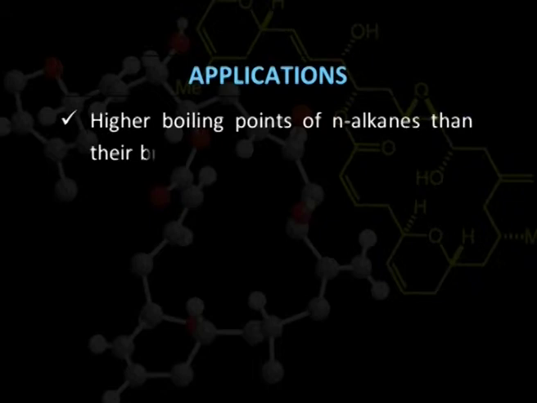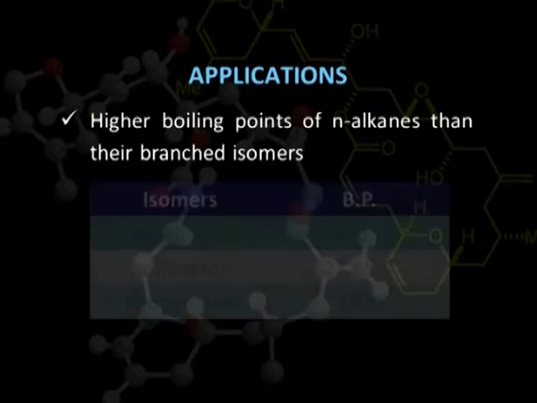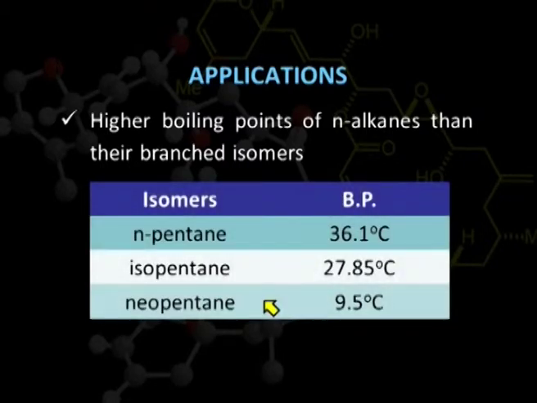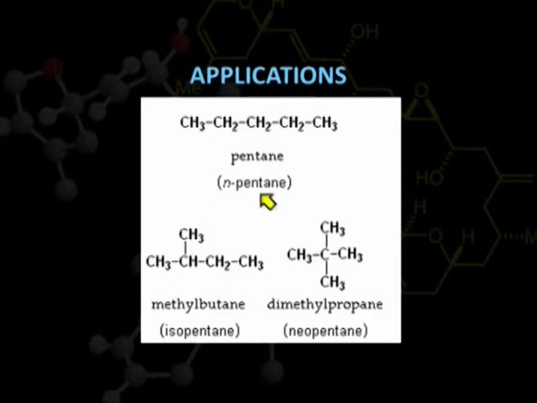Higher boiling points of the n-alkanes than their branched isomers can be understood with the help of van der Waals forces. Here we can see that the straight chain isomer has the maximum boiling point and the most branched isomer shows the minimum boiling point. Here we can see their structure. This is cylindrical, this is slightly elongated and this is spherical.